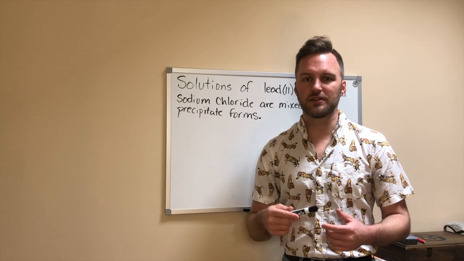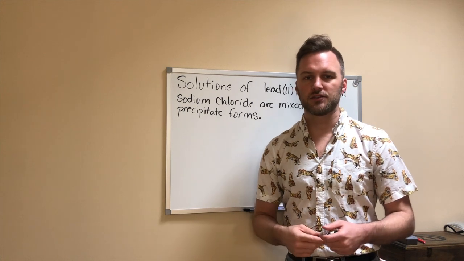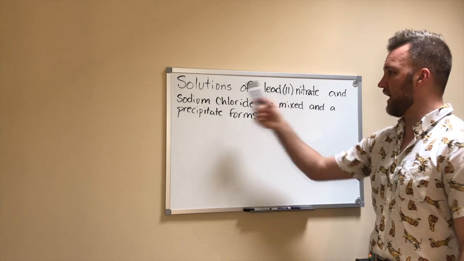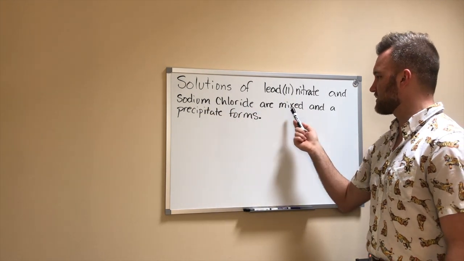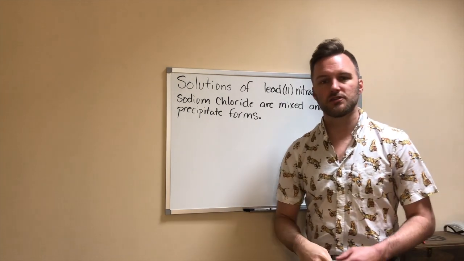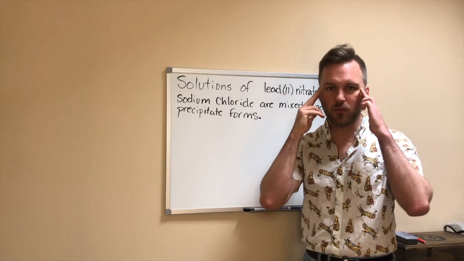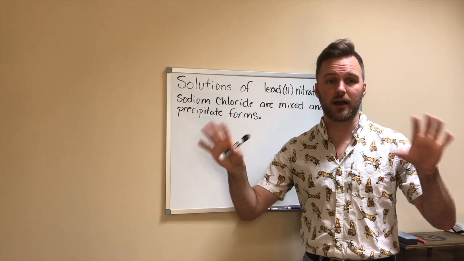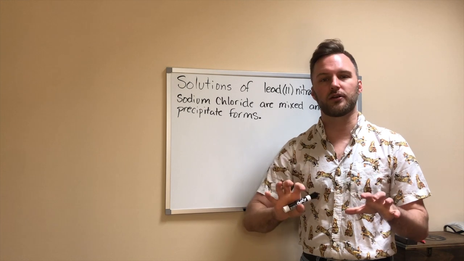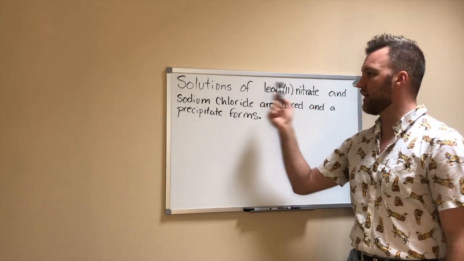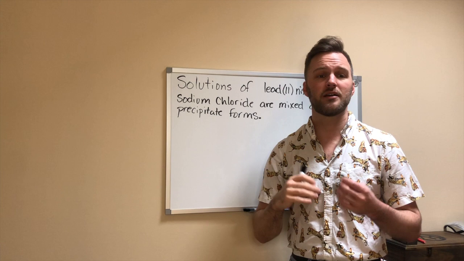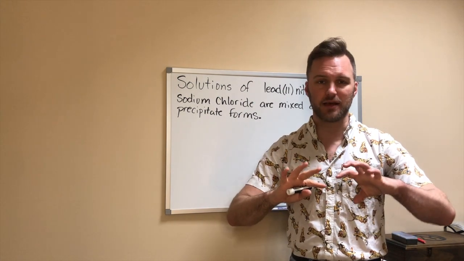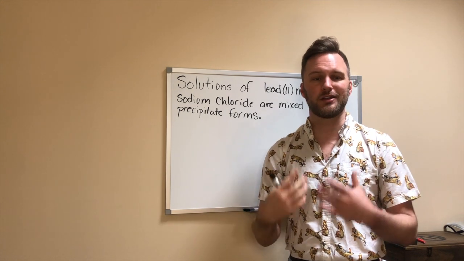So let's take a look at an example problem here. I've got up on the board: solutions of lead(II) nitrate and sodium chloride are mixed and a precipitate forms. So let's first break this down and think about what's going on. When it says solutions of, that means we have two ionic compounds dissolved in water. That means both the lead nitrate and the sodium chloride must be soluble. So when we dissolve them in the water, the ions have separated, and when we mix them, now the soup of ions can interact in new ways.